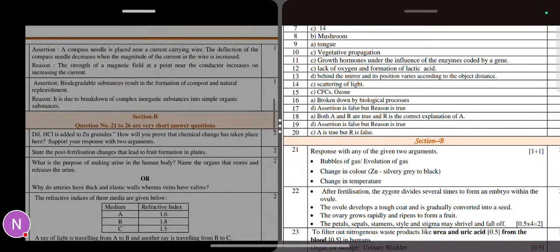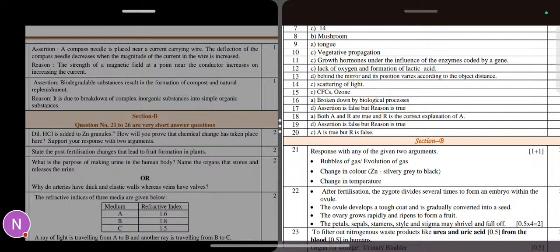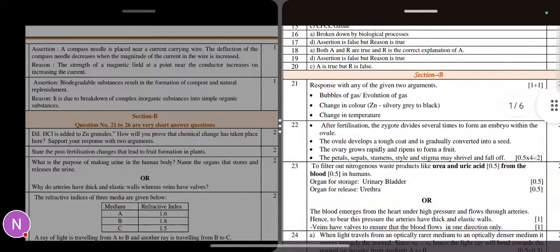Next, 23rd question. What is the purpose of making urine in the human body? Name the organ that stores and releases the urine. So the purpose is to filter out nitrogenous waste products like urea and uric acid from the blood. In humans, the organ for storage is the urinary bladder, and the organ that releases it is the urethra.